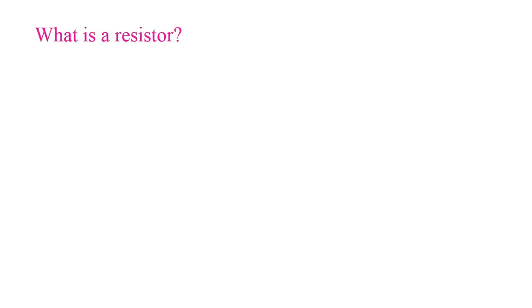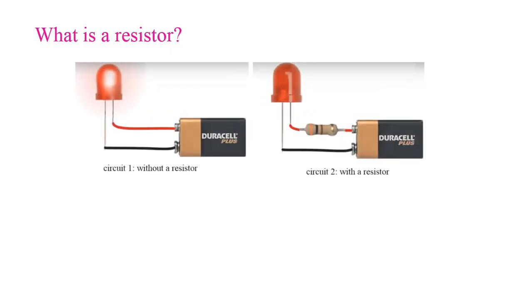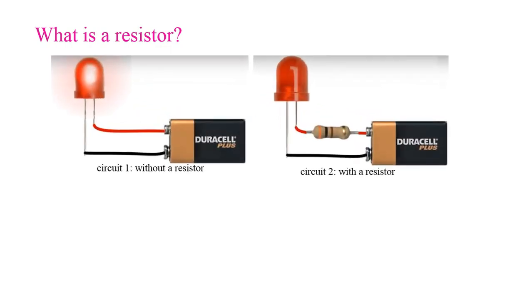Let's begin with the first objective. What is a resistor? We will discover this through this activity. Here we have two circuits. In circuit 1, there is a dry cell connected to a lamp with no resistor, while in circuit 2, we have the same lamp connected to the same dry cell, but a resistor is installed in series between these two. Compare the glowing of the two lamps.